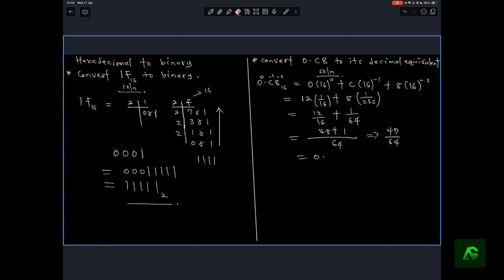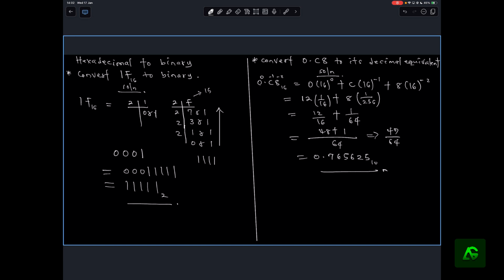But you can punch your calculator. Can someone punch the calculator and tell me the answer? It is 0.765625 in base 10. So this is the answer in base 10.